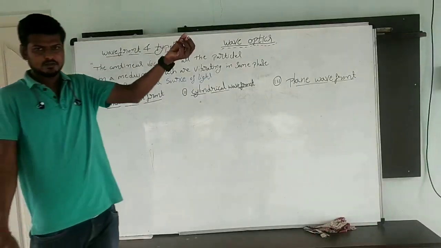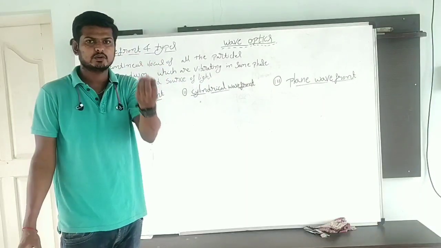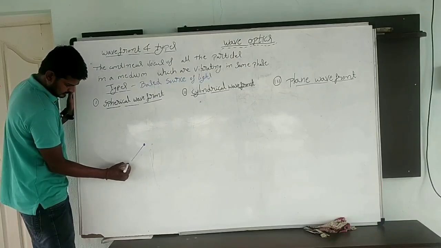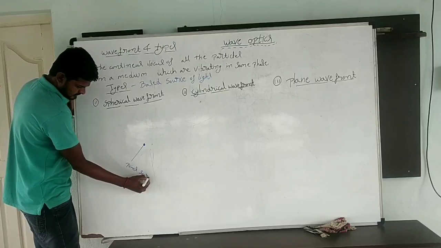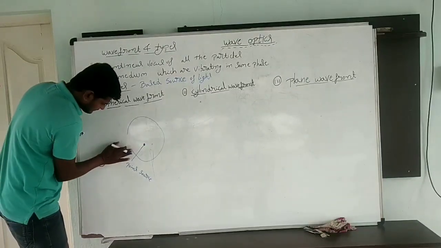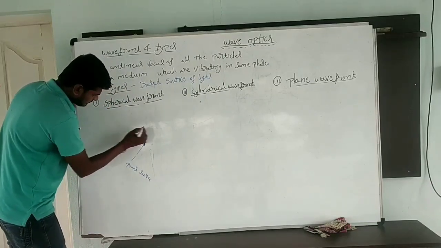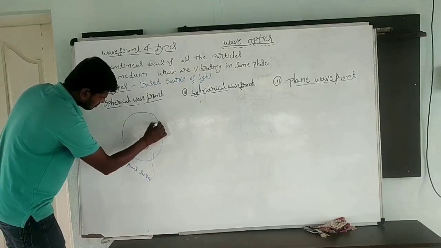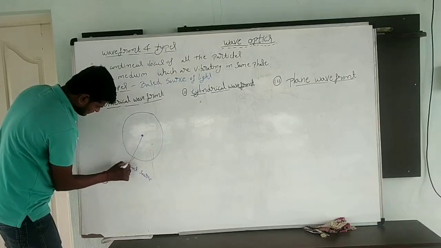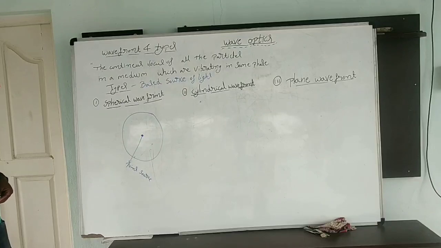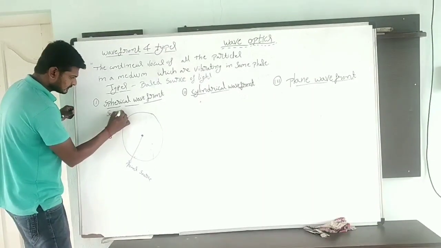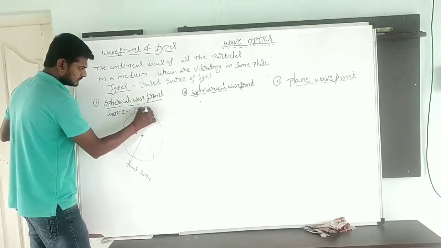Same way, what example did we take over here? One small stone we are going to drop on the surface of water. The small stone we are going to call a point source. What will happen there? Ripples are going to be produced, so there is one spherical wavefront. The points of the spherical wavefront are also produced. What is the source here? Point source.